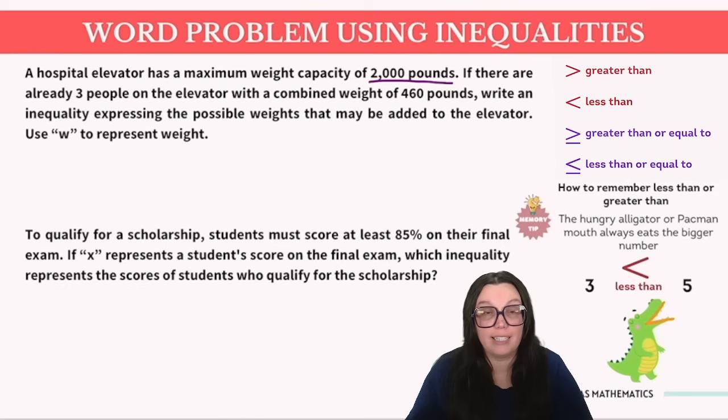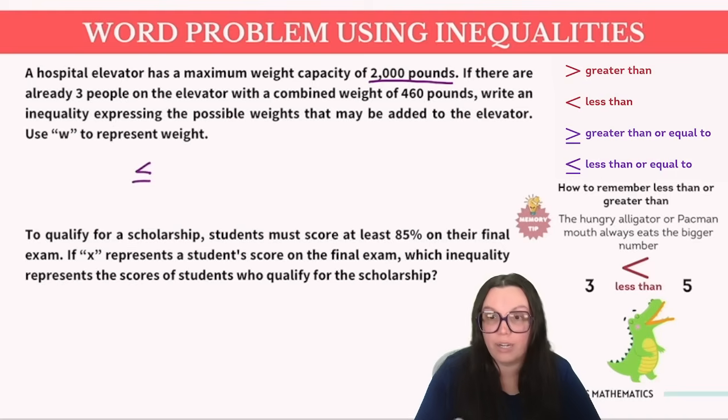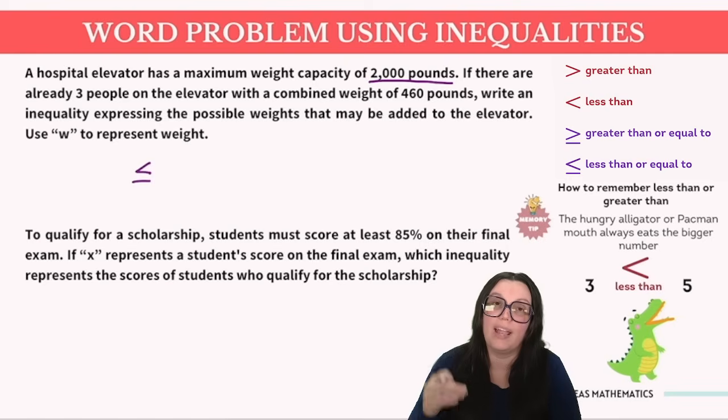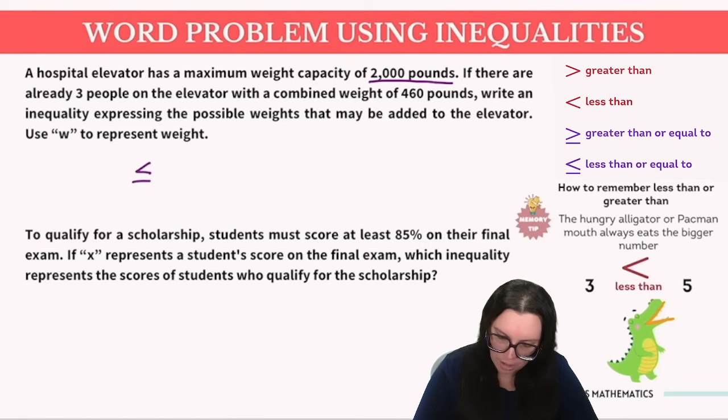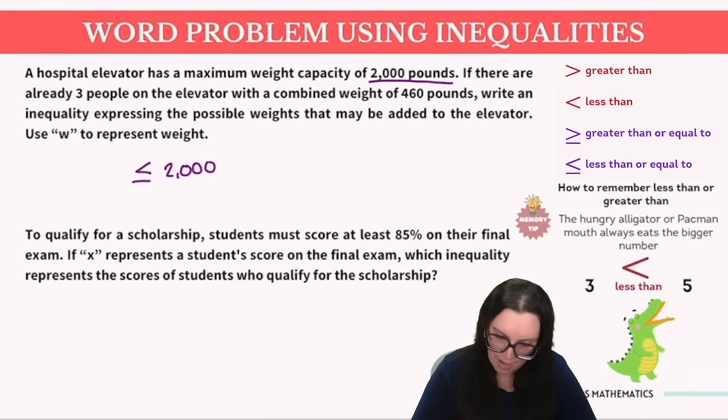So in scenarios where we're dealing with maximum limits, the appropriate mathematical symbol to use is going to be less than or equal to, because the total weight can reach up to 2,000 pounds, but it's not going to be able to surpass it. So we have to have less than or equal to what that weight is. Next, we want to make sure that we add our weight, so we know that 2,000 pounds is going to be acceptable. Given that there are 3 people already on the elevator and they have a combined weight of 460 pounds, we actually have to incorporate that within our equation.